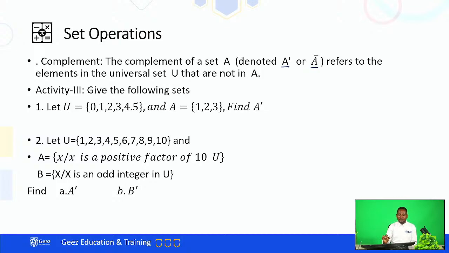A complement means without A. The elements not in A but in U. The complement of a set A refers to the elements in the universal set, the biggest set, which are not in A.